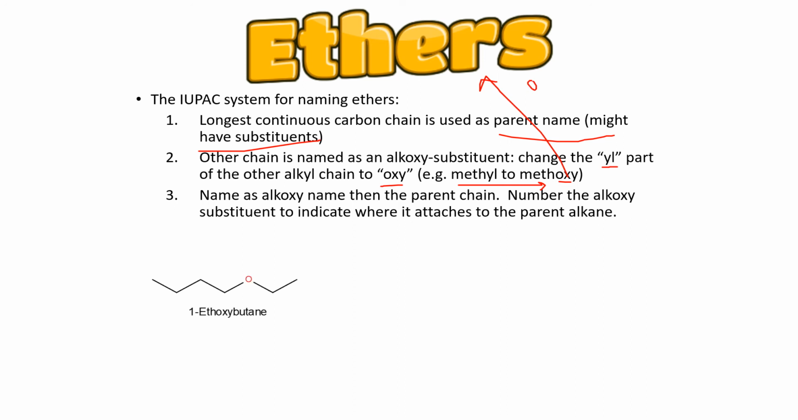So here's a first example. We've got 1-ethoxybutane. So the butane is coming from the fact that this chain here is our longest one, and it's got 4. So that is our butane. And then we've got the ethyl group, so ethoxy, and there is a number included in this one.